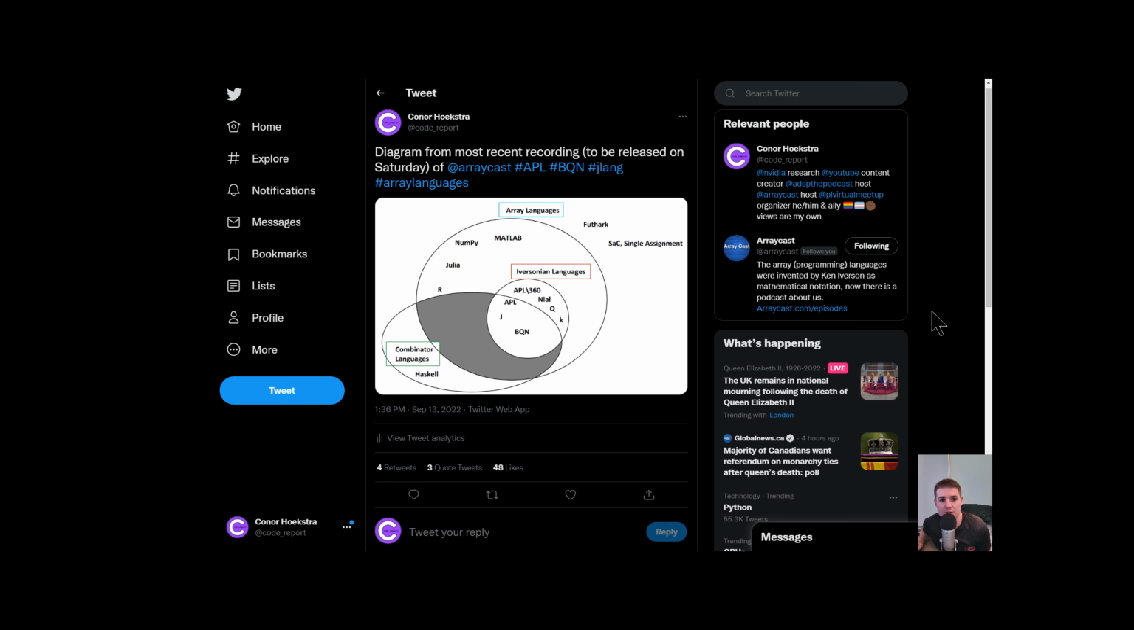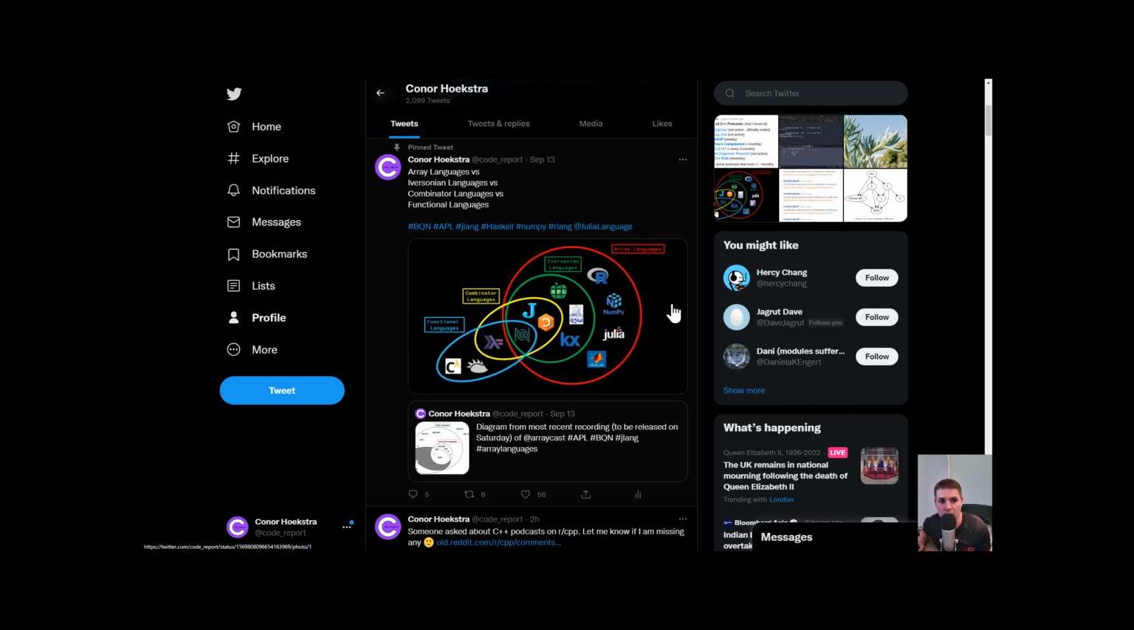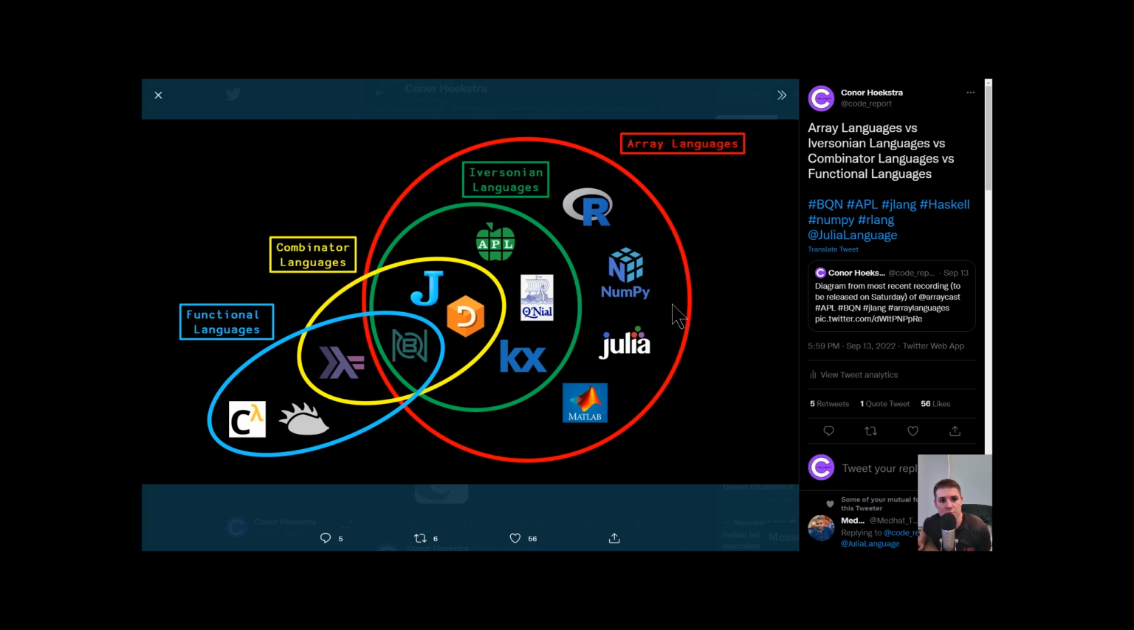In this podcast episode, we're discussing what makes a programming language, specifically an array programming language. And towards the end of the episode, I ended up screen sharing Microsoft Paint and creating a Venn diagram that breaks down what goes into the array language category, what goes into the Iversonian language category, and what goes into the combinator language category. I then later went on to polish up this diagram and tweet it out again. So this is kind of the final product.